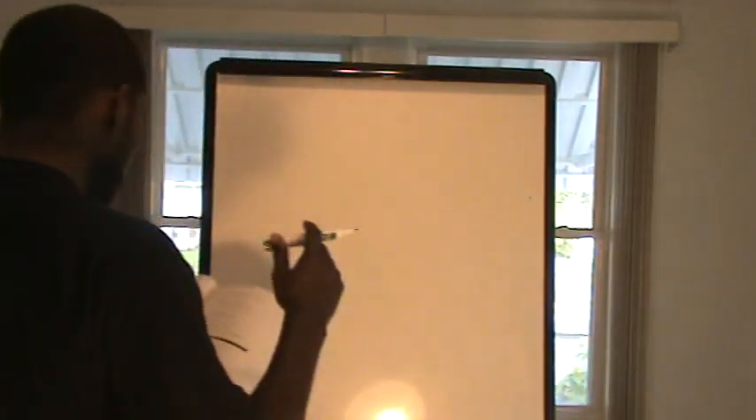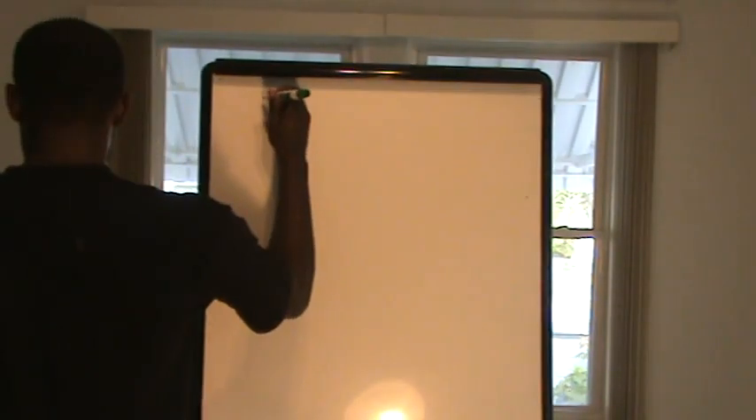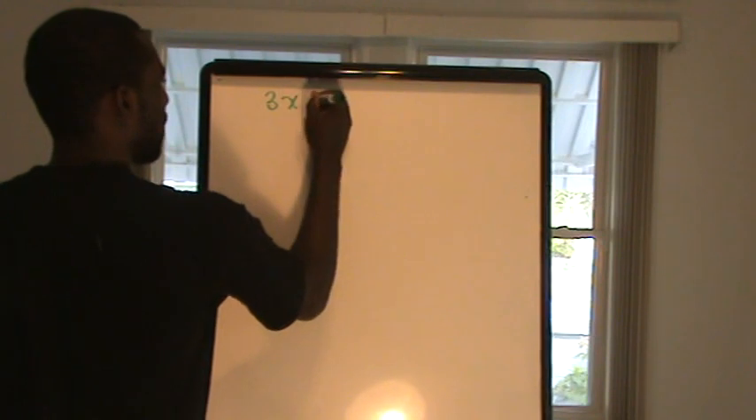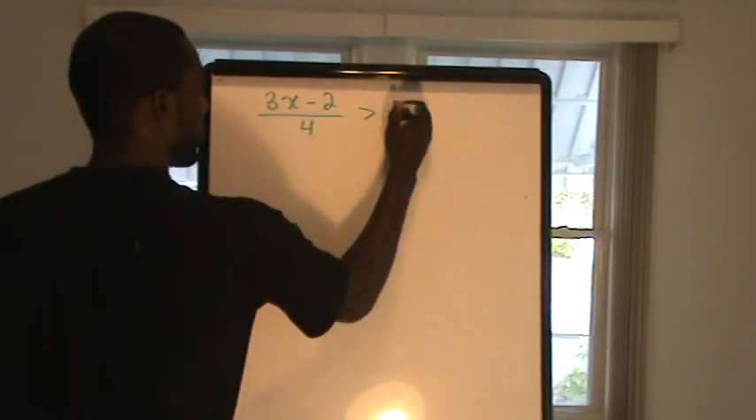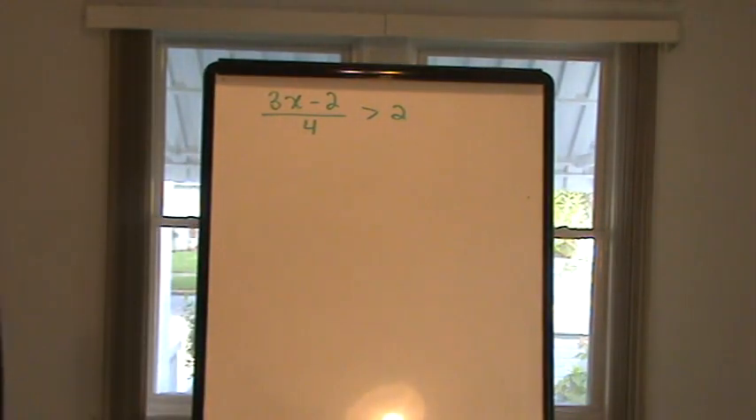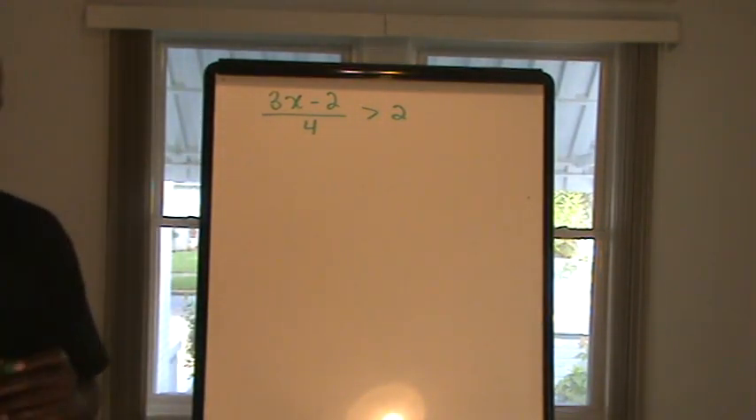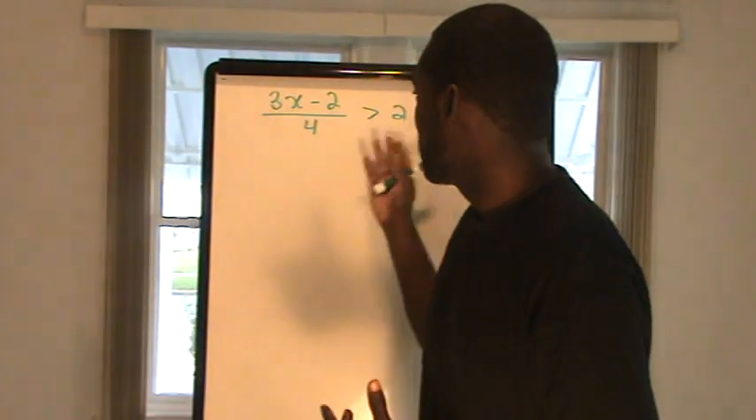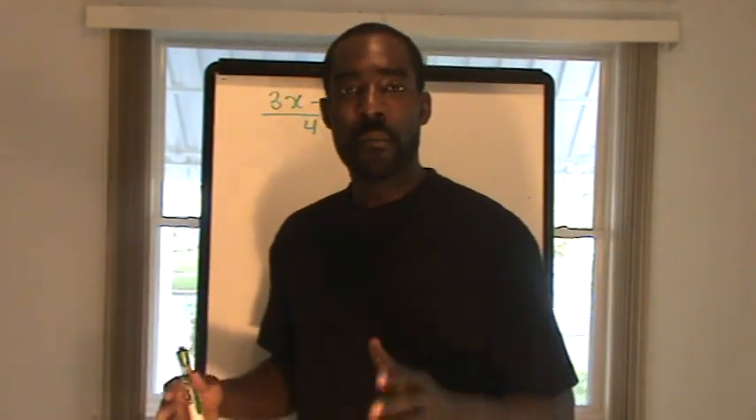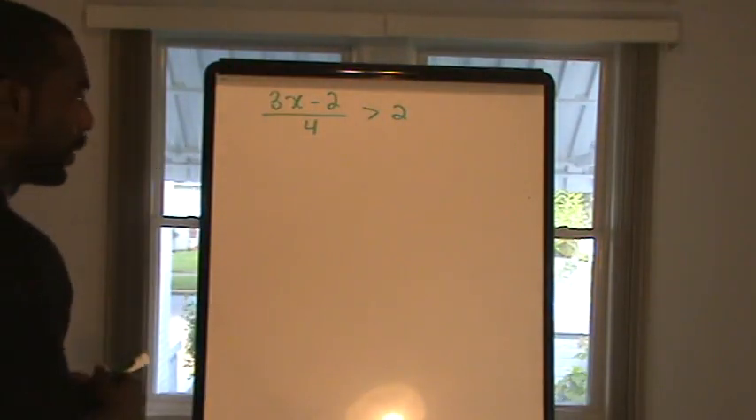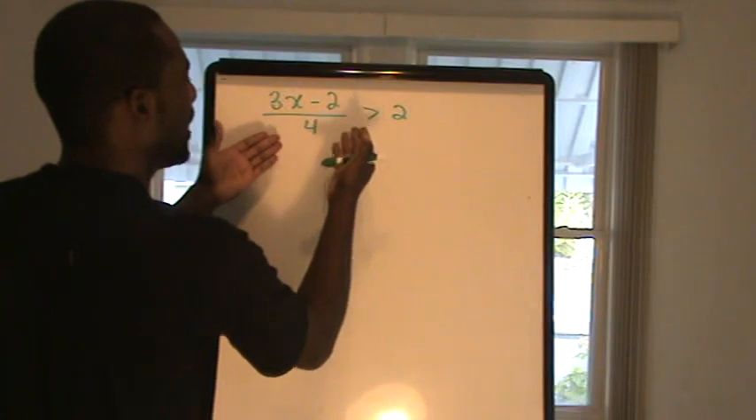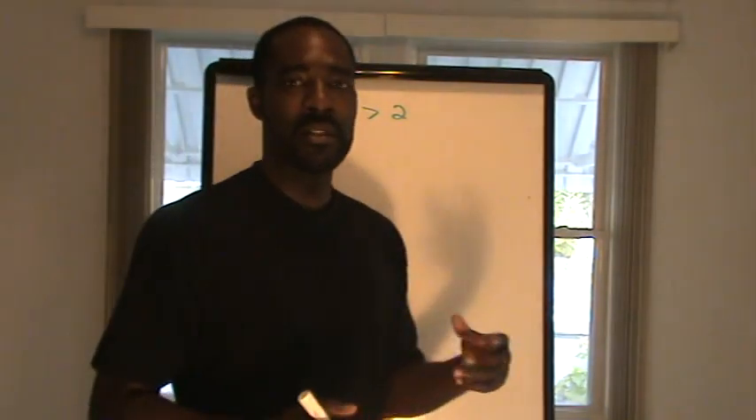The first example says (3x minus 2) divided by 4 is greater than 2. Before I start working the problem, give yourself a minute to see if you can work it yourself. Pause the tutorial and try to work through it. We want to solve this inequality and get a graphical representation for it.